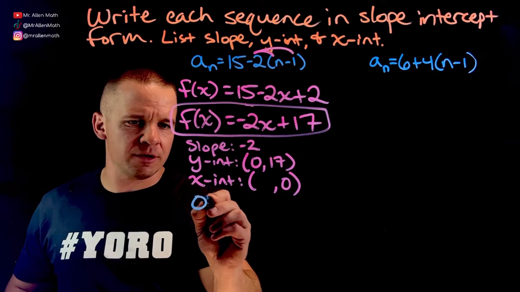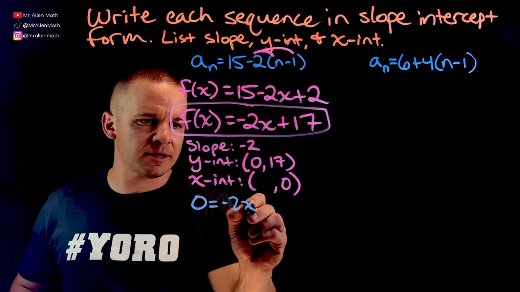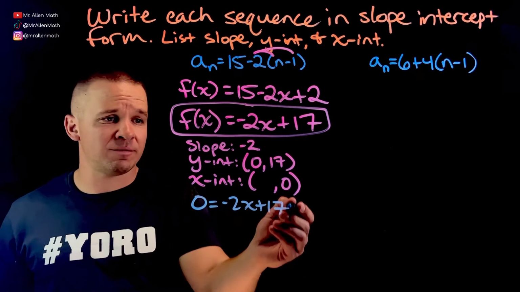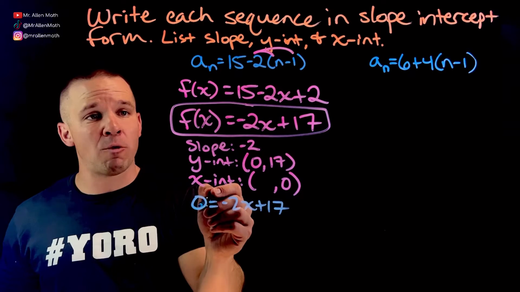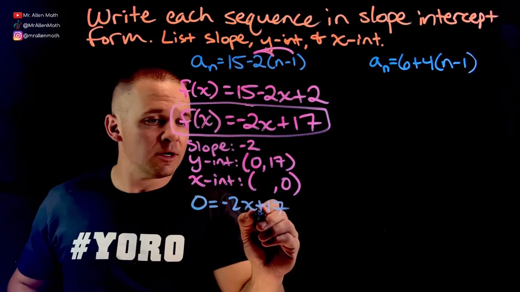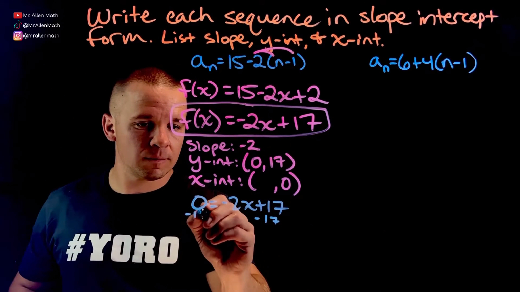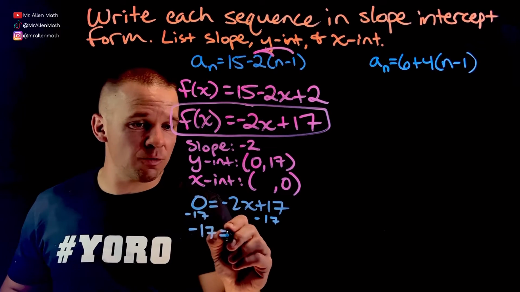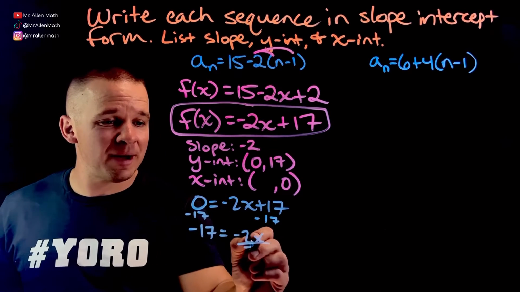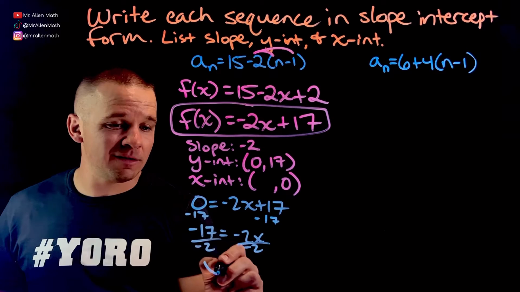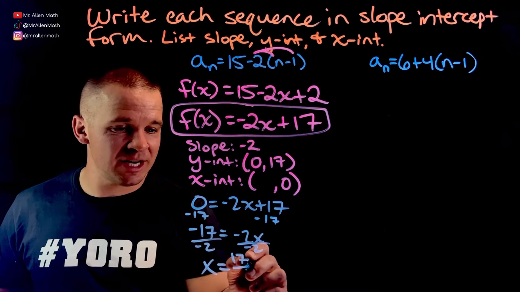Set my function equal to 0. 0 equals -2x plus 17. My y value is 0, so pop in 0 for my y, or my f of x. Subtract 17, how about? So I get -17 equals -2x. Divide by -2. It's ugly, but I get x equals 17 over 2.